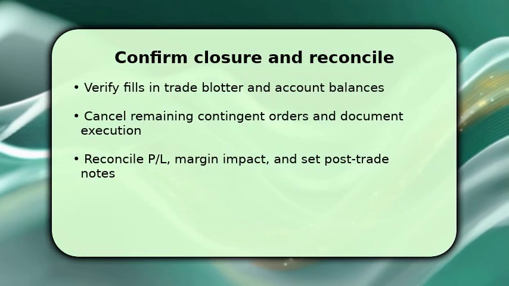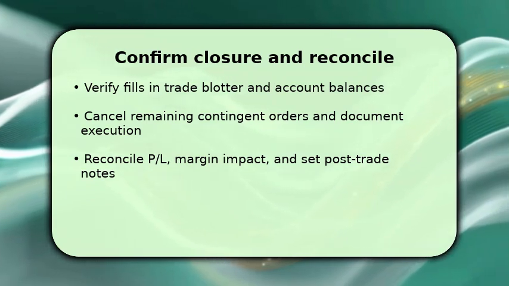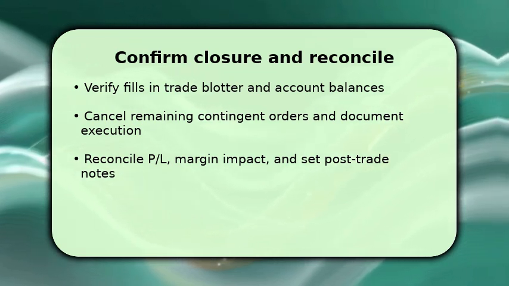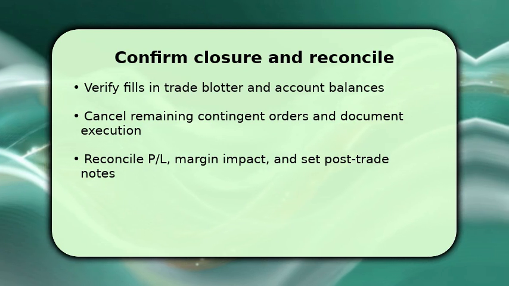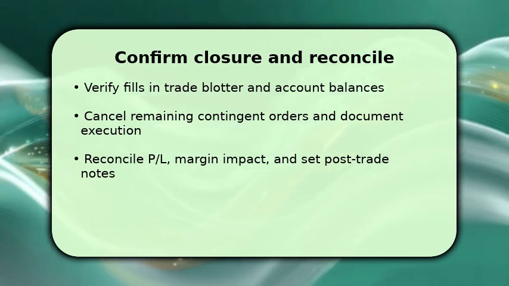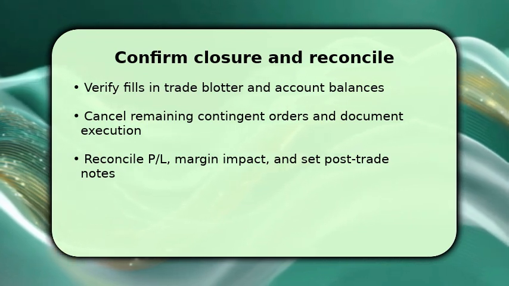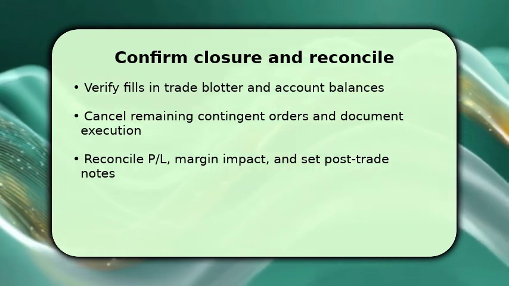You finish by confirming all fills in your trade blotter and account balance, check timestamps and executed prices against your intent. Once closed, cancel any remaining contingent orders so nothing triggers accidentally. Reconcile realized P/L and margin impact, and document what you did and why for future review.